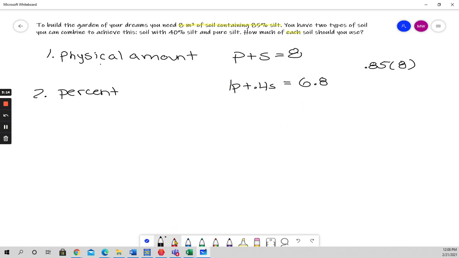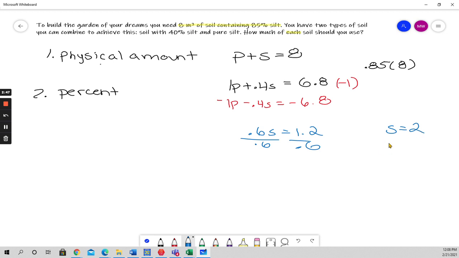Well, easy peasy. I'm going to multiply my bottom equation times -1, and I'm going to subtract: 1P minus 0.4S equals -6.8. My P's will cancel, and I'll be left with 0.6S equals 1.2. I'm going to divide by 0.6, and I'm going to get S equals 2. If S equals 2, P equals 6.